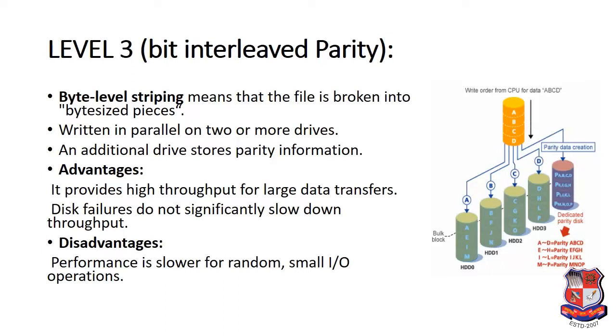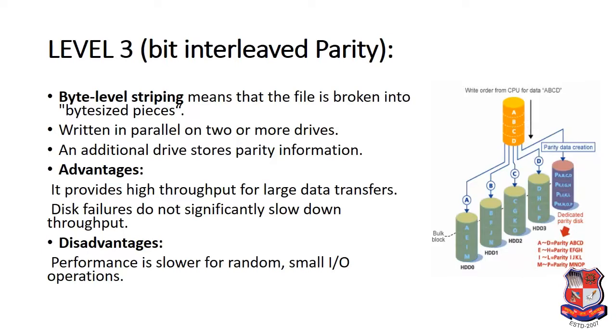So now here byte level striping means that the file is broken into byte size pieces. Byte level striping means that the file is broken into byte-sized pieces written in parallel on two or more drives. An additional drive stores parity information. You can see here that we have an additional drive, and the drives STD0 to STD3 contain the original data, and here we have another disk which is for the parity data creation.